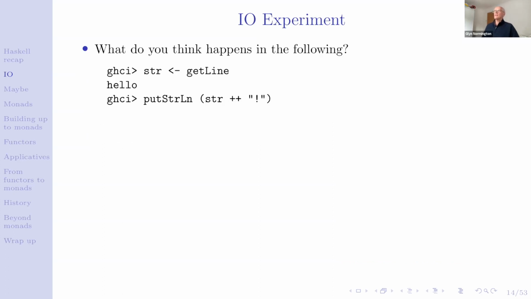So let's look at an example. What do you think happens in this case? GHCi is the REPL, the interpreter for Haskell. And what we're doing here is running getLine and binding the result to str, then entering a string "hello", and then running putStrLn on str plus concatenation with an exclamation mark. What do you think the output might be?